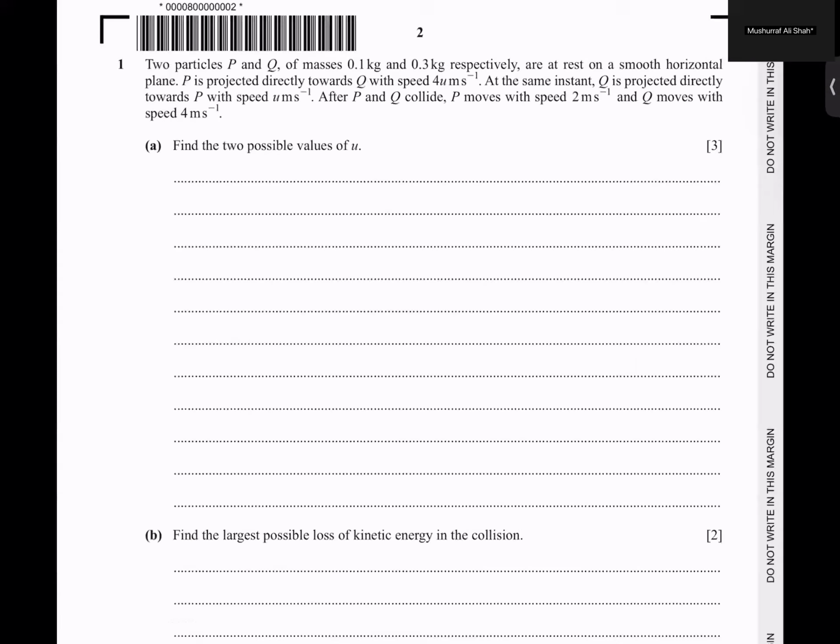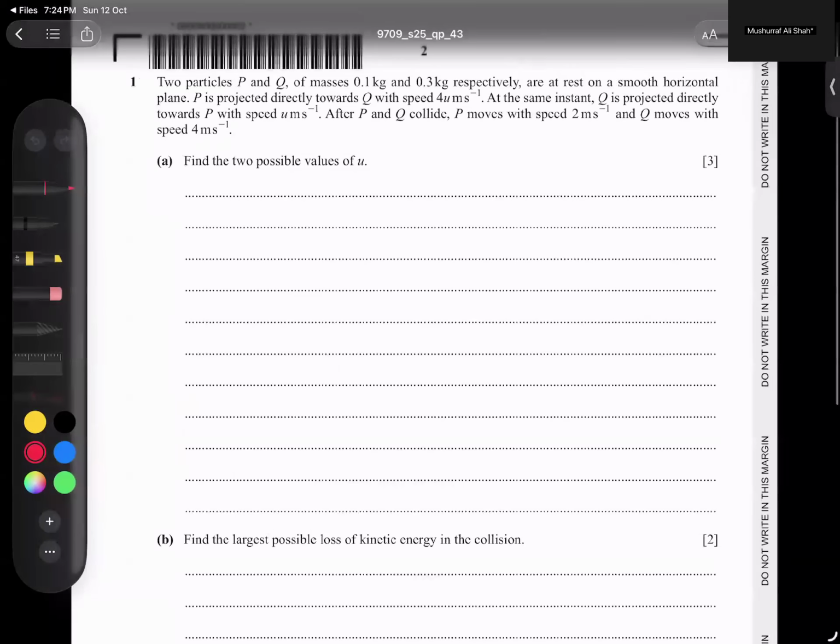Bismillahirrahmanirrahim. June 2025, 43 variant complete mechanics paper. We are going to start question number 1. What do we have in question number 1, students?